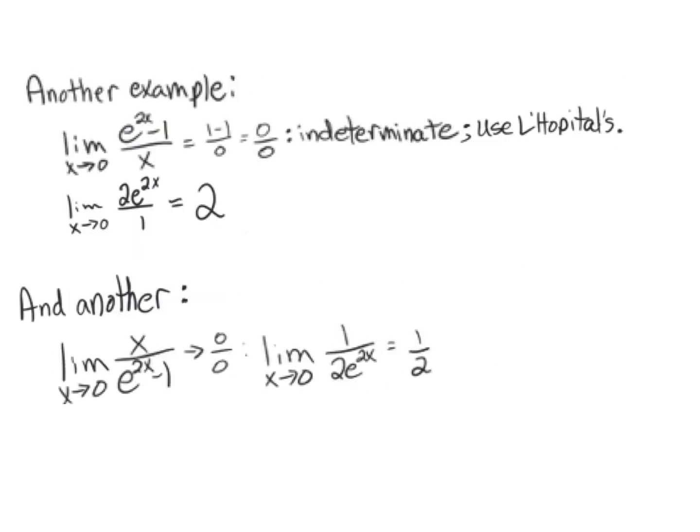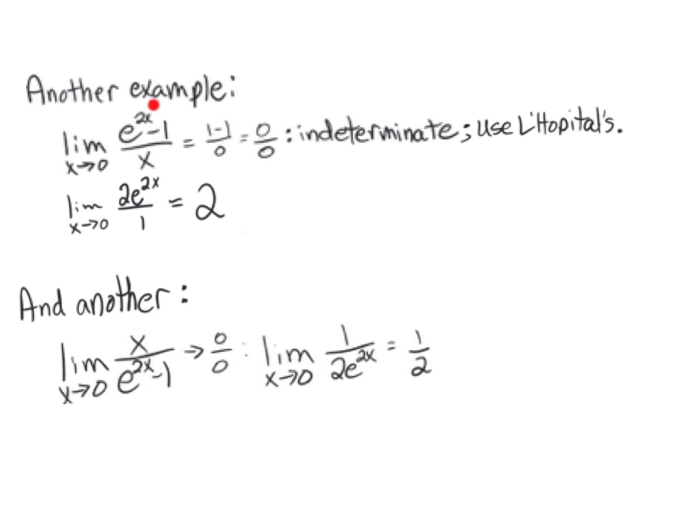Let's look at this next example. And now we're not looking at x going to infinity. Now x is going to 0. But if I plug the 0 in here, e to the 0 is 1. I get 1 minus 1 on the top, which is 0, and 0 on the bottom, indeterminate. So I'm going to use L'Hopital's rule.